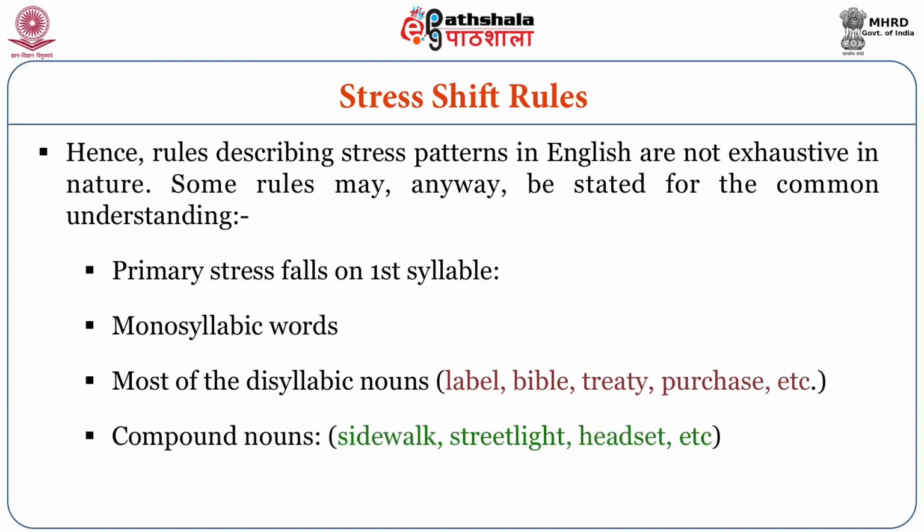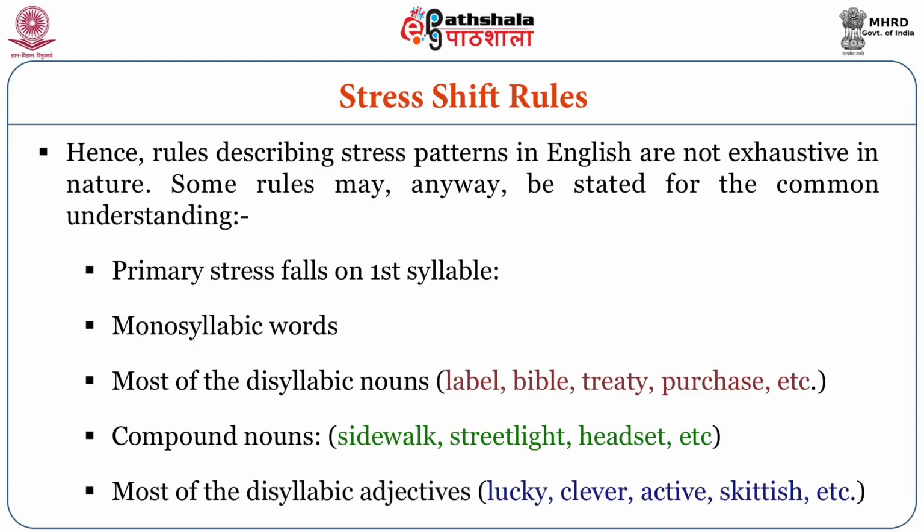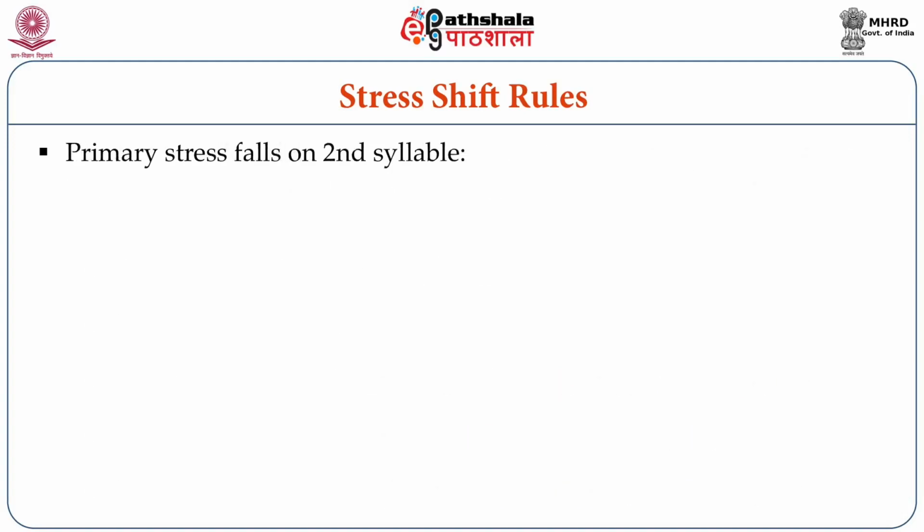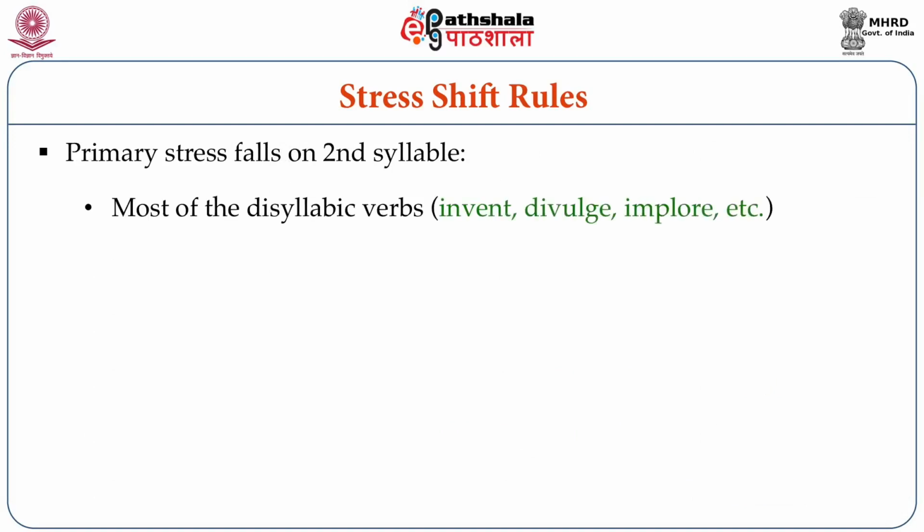Then we have compound nouns, sidewalk, street light, headset, etc., and most disyllabic adjectives like lucky, clever, active, skittish, etc. Now primary stress somewhere falls on the second syllable also. How? Most disyllabic verbs like invent, divulge, implore, etc. take stress on the second syllable.